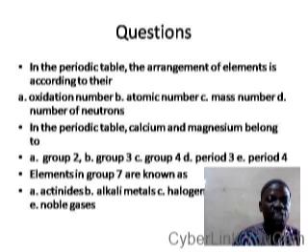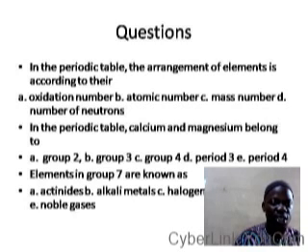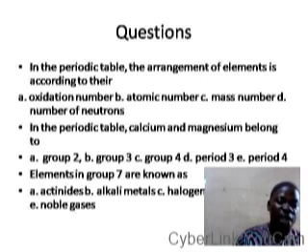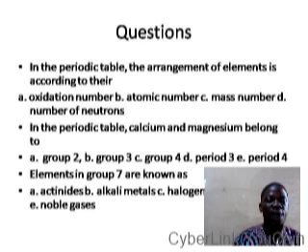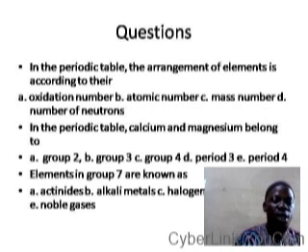Question 2. In the periodic table, calcium and magnesium belong to which group? At least you agree with me that the atomic number of calcium is 20. It's even one of the elements that we wrote the electronic configuration for. The atomic number of magnesium is 12. So if you write the electronic configuration of calcium, we are going to have 4s2 as the last orbital. If you write the electronic configuration of magnesium, we are going to have 3s2.